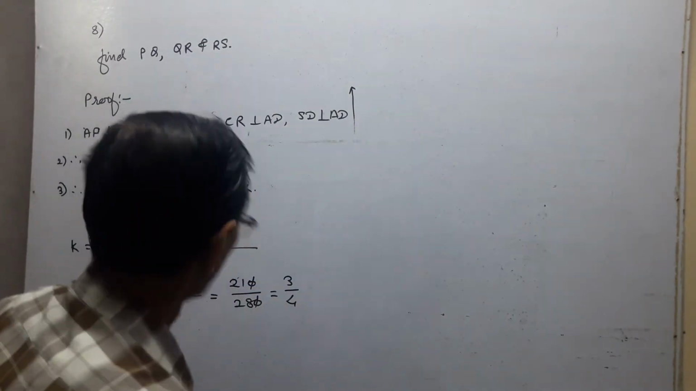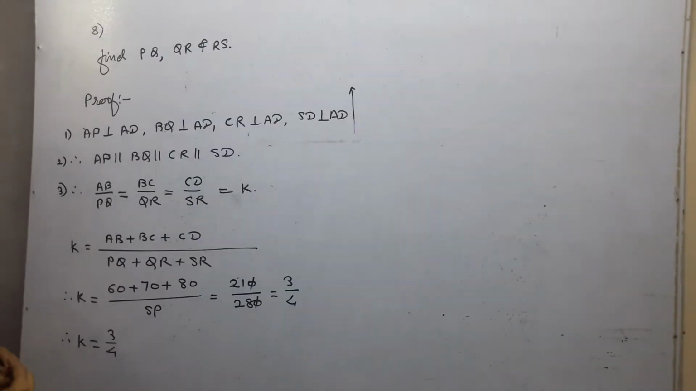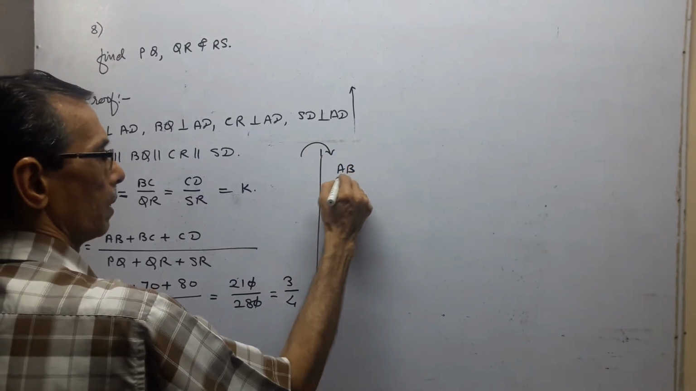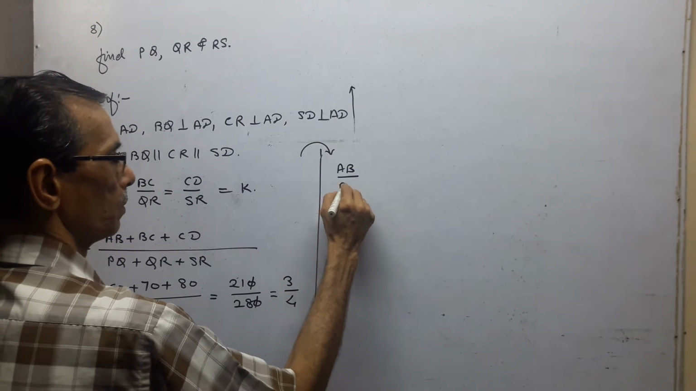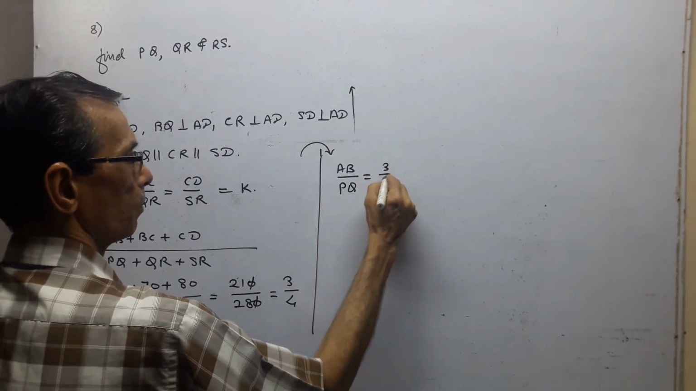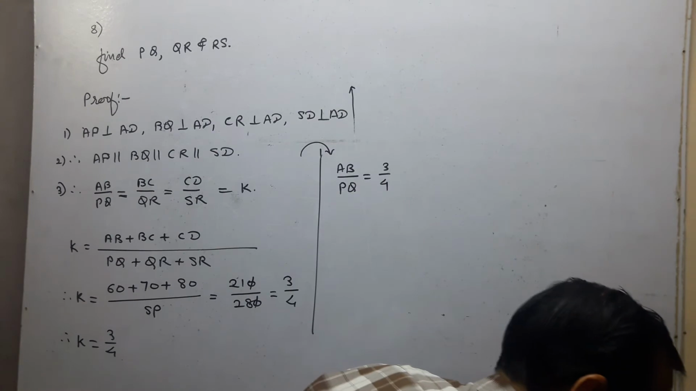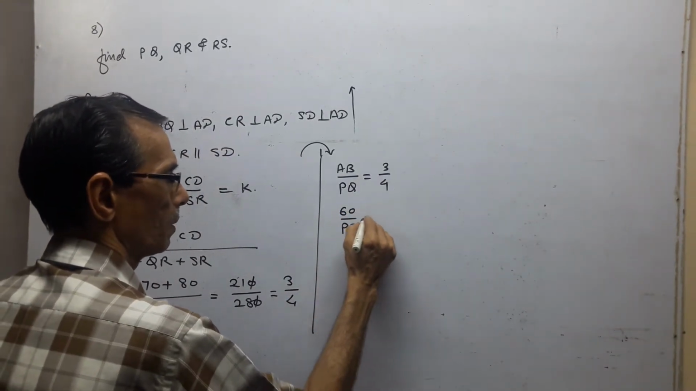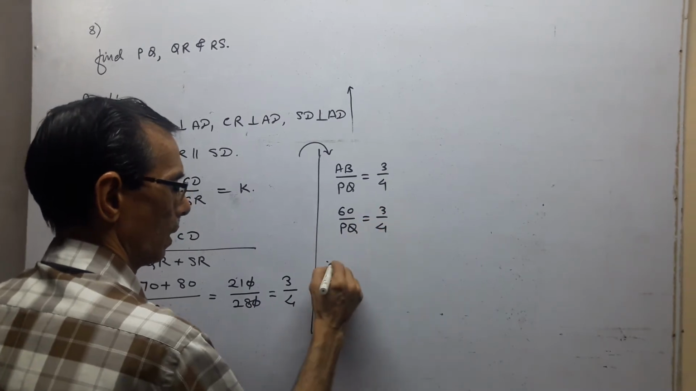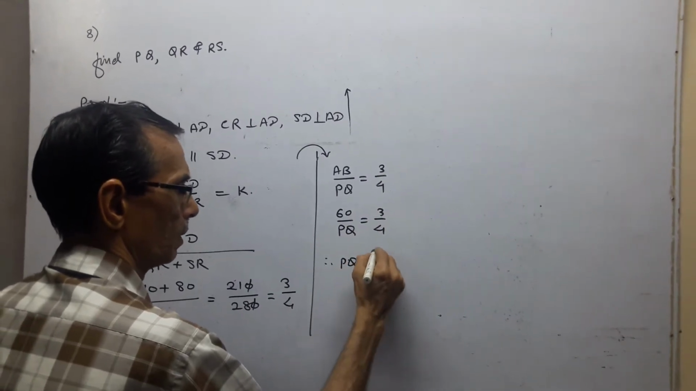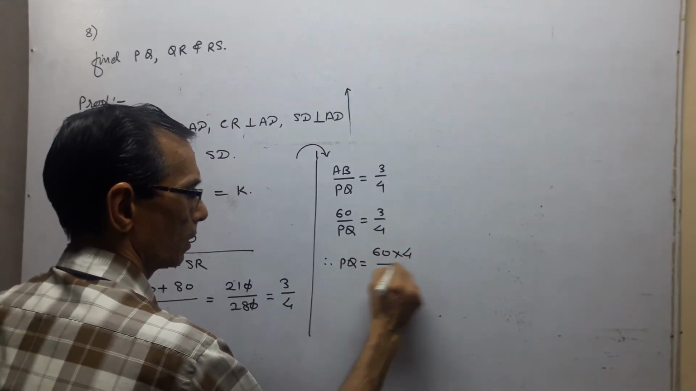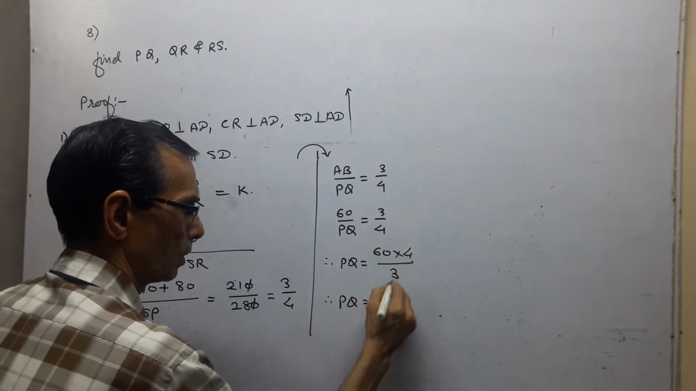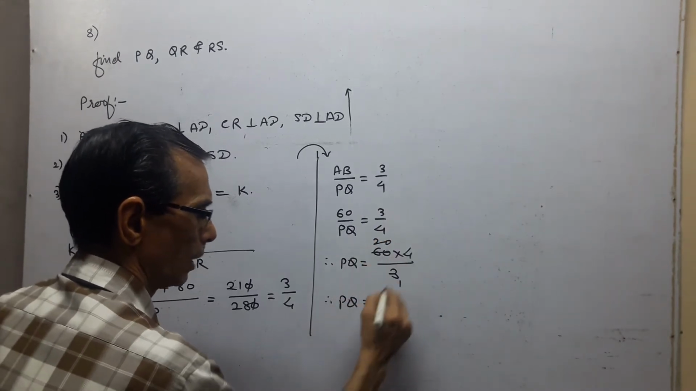And therefore we know that each ratio is 3 upon 4, and therefore AB upon PQ is 3 upon 4. But AB is given, AB is 60, and therefore 60 upon PQ is 3 upon 4, and therefore PQ is equal to 60 into 4 upon 3. 3 ones are 3, 3 twos are 6, and that equals 80.